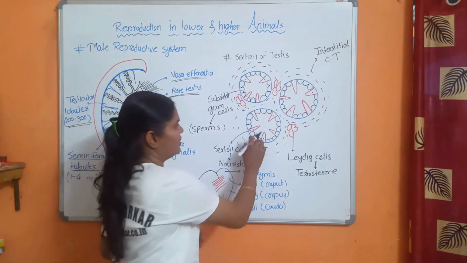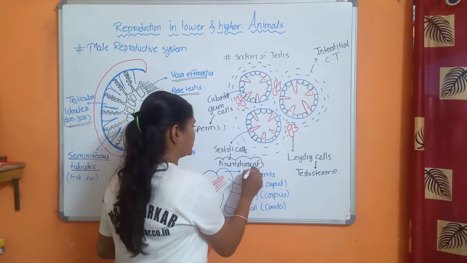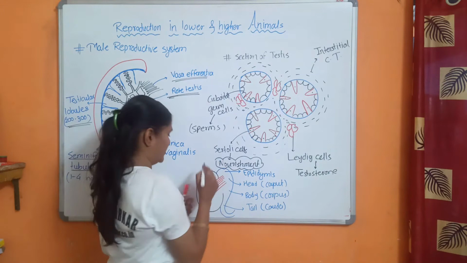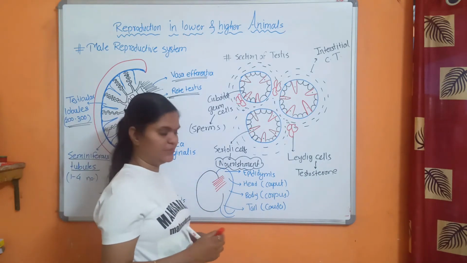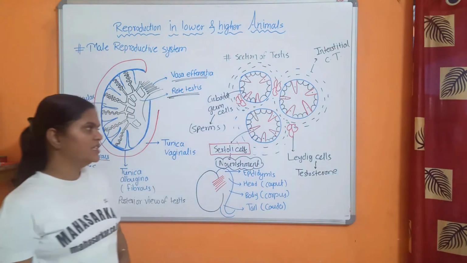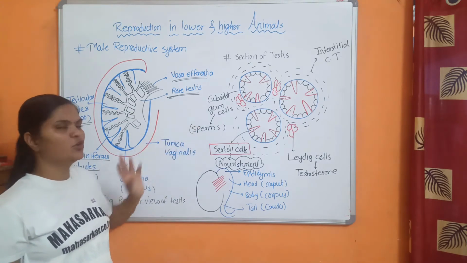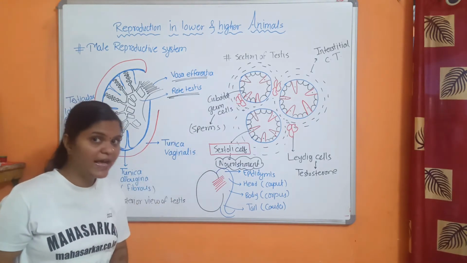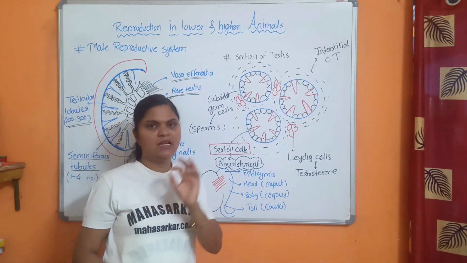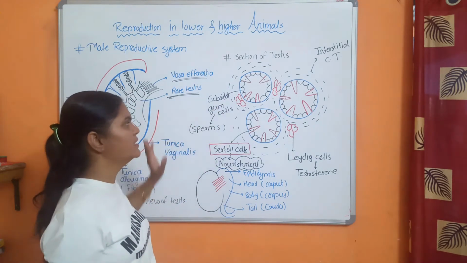And what is the function of these Sertoli cells? Sertoli cells are essential for nourishment of developing sperm cells. So the function of Sertoli cells is nourishment of developing sperm cells. This is a very important function of Sertoli cells. Germ cells and Sertoli cells. Sertoli cells are also called sustentacular cells, and also nurse cells. Why are they called nurse cells? Because they nourish the developing sperm cells.